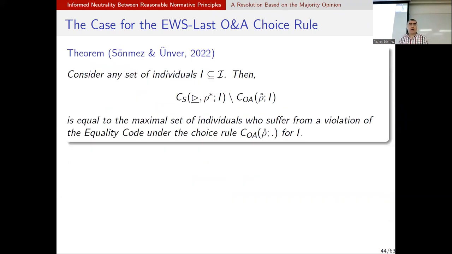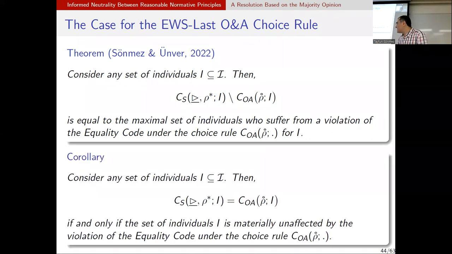Okay. So then the main result for EWS last is the following. Consider any set of individuals. Then the difference between the outcome of EWS last under this membership structure and the outcome of the current system, what is the difference between EWS last and what is there? It's exactly the maximum set of individuals who suffer from a violation of equality code. So in that sense, this is a minimal, consequentialist, minimalist change.